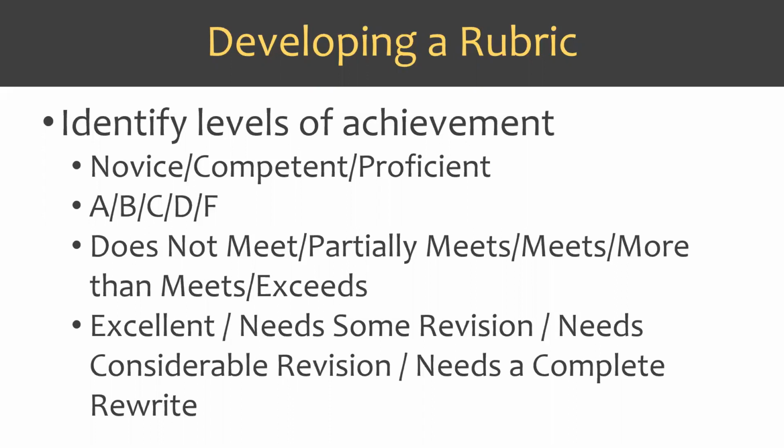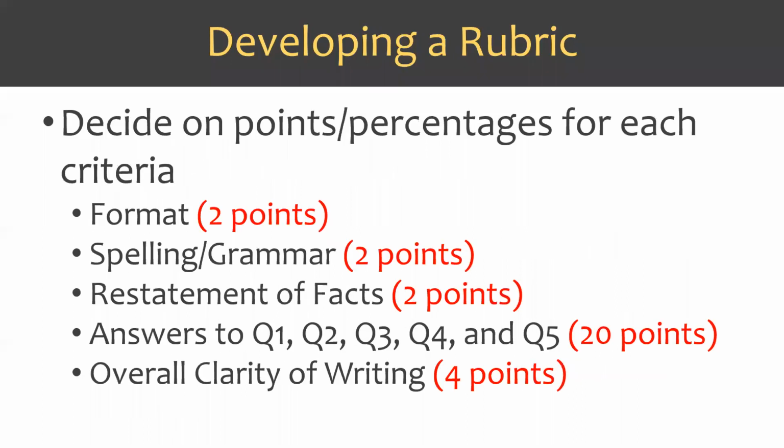And then once you've identified that, now you've set up your criteria, you've set up the levels of achievement that you're going to have on your rubric. And then the third step is that you have to decide on the points or the percentages for each category. And in Blackboard, you can either use points or you can use percentages. So this assignment is going to be worth 30 points.